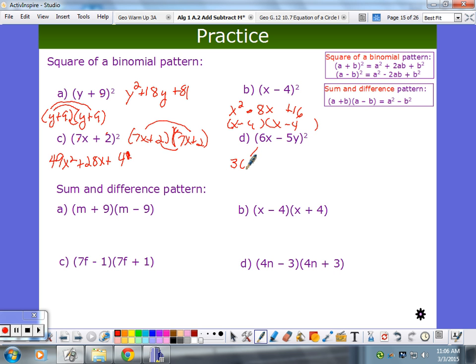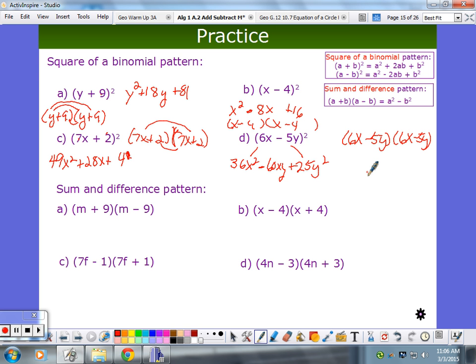Using the pattern, that's 36x squared plus a 25y squared. What's in the middle? 6x times negative 5y is negative 30xy times 2. Negative 60xy. If your head's about to explode, just go ahead and expand them out. Don't forget to expand them out. 6x times 6x, that's 36x squared. 6x times negative 5y, negative 30xy. Same thing again, negative 30xy, they add together negative 60xy.